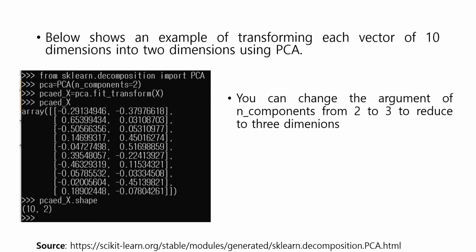And we'll apply PCA to the sample vectors we just saw earlier, and the figure shows the example. You can see that the 10 vectors of dimension 4 are reduced to 2 dimensions by fit transform. If you want to change the number of reduced dimensions, you can change the argument n_components to another number. If you want to change it to 3, then you can pass 3 to the n_components argument.